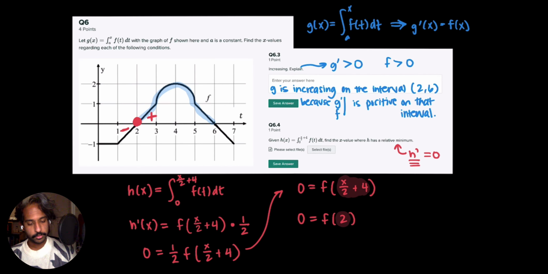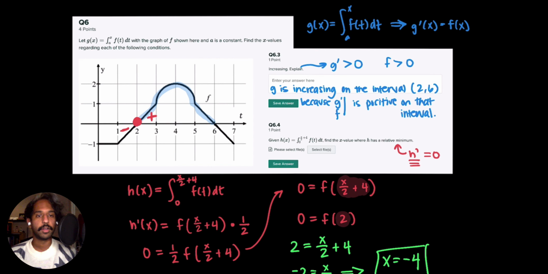So our next step, and I'll do this in green, is we have to set up one more equation. 2 equals x over 2 plus 4. I'm going to subtract 2 on both sides. So I'm going to get negative 2 equals x over 2. And by multiplying by 2 on both sides, I find that x equals negative 4. So our final answer here is that x equals negative 4. It's a little tricky, but I hope that we could see exactly where this is coming from.